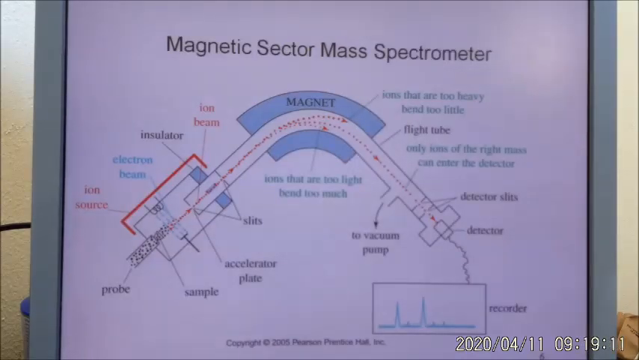Let's take a look at the magnetic sector mass spectrometer. Here we have our probe and our ion source. Our sample comes through our ion source. Remember these are high speed electrons. They're shot through my sample that's in the gas phase, and this forms your ions.